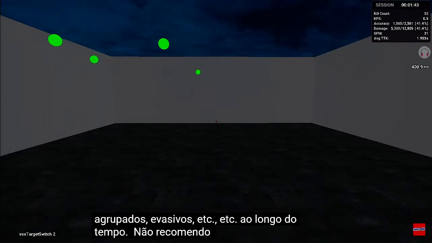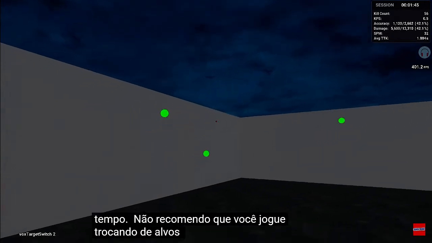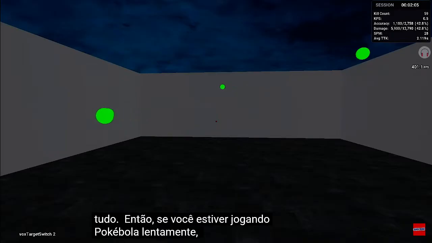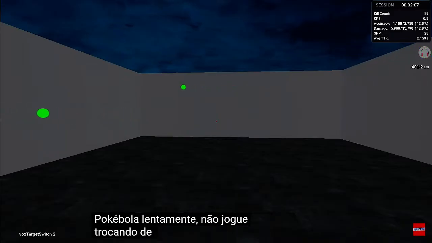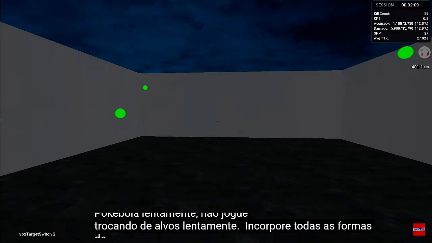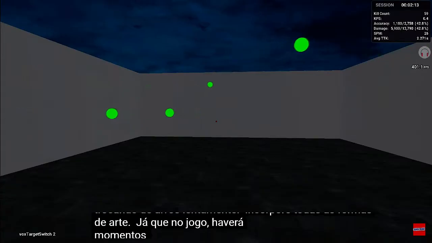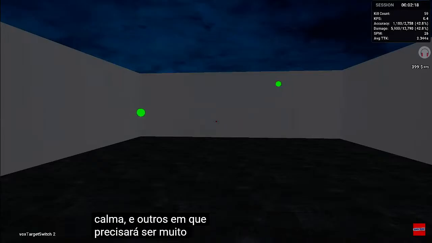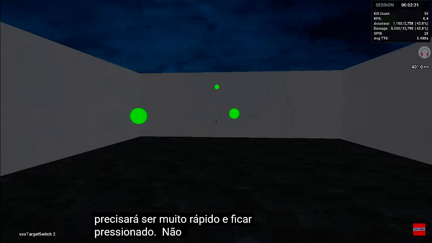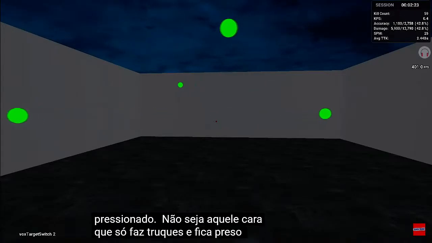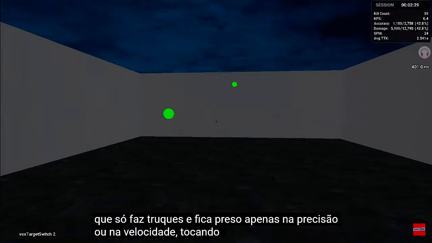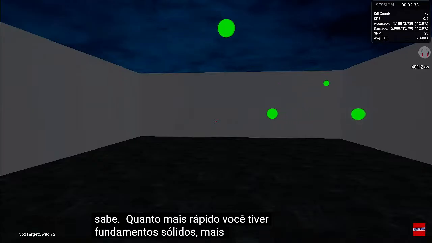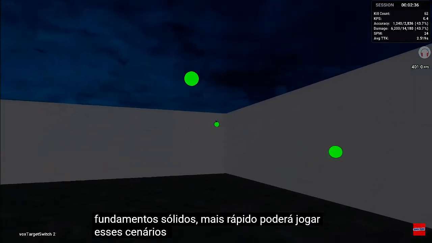I don't recommend you playing target switching slowly. Remember, there's a time and a place for everything. So if you're playing Pokeball slowly, don't play target switching slowly. Incorporate all forms of the art. Since in-game, there'll be times where you need to be slow and take your time, and other times where you'll need to be really fast and get pressured. Don't be that one trick guy that gets stuck on only doing accuracy or only speed and only playing what you know. The quicker you get solid fundamentals, the quicker you can play these harder scenarios.